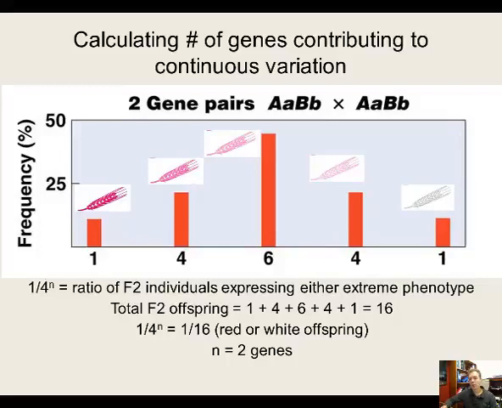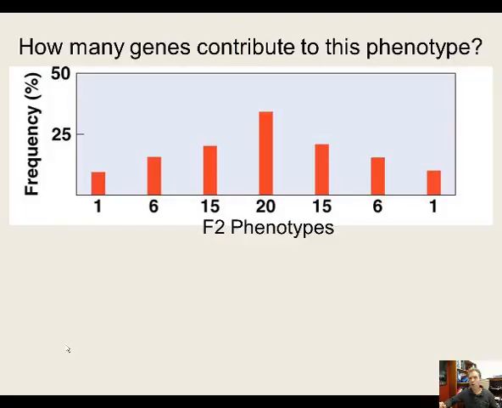The math again here is pretty simple. You know that 16 is 4 squared, so n is equal to 2. 2 genes, A and B, that are controlling the color. Of course, the problems could get more complicated, so it's important to understand how that works.